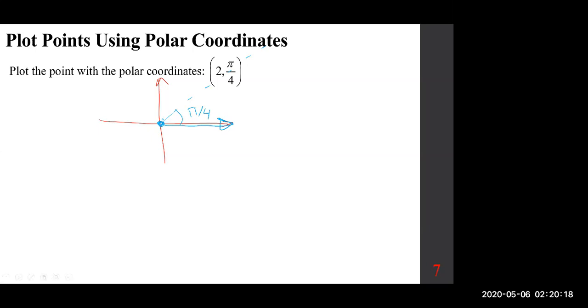So let me use a different color to show you what I mean by that. So now let's say this is 1, this is 2, and this is the point. So this is the way you show that if you want to use a rectangular grid. Look at the way it works. You have your polar axis, you have your pole or the origin, whatever you want to call that, okay? And see that you have to come up with pi over 4 first and then go 2 units along that line, 2 units.